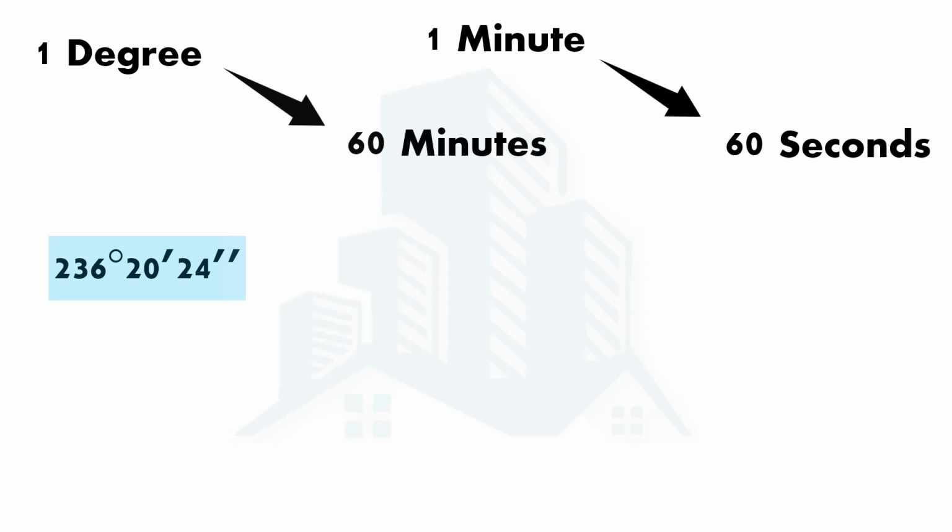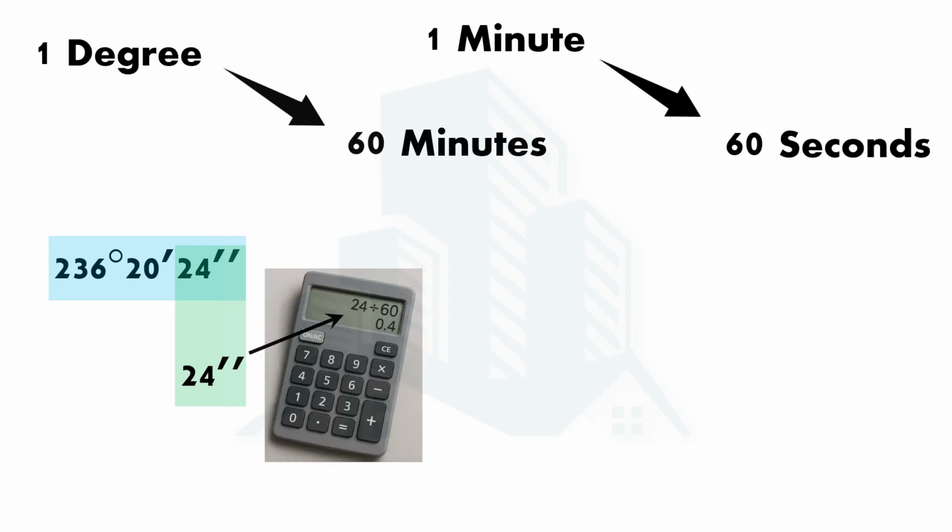In that case, we start from the seconds, then minutes, then degrees. First of all, the seconds will be converted into minutes. As I mentioned, 1 minute is equal to 60 seconds. So now we are converting seconds to minutes, so we divide by 60. On dividing by 60, we get 0.4 minutes. This 0.4 will be added to 20, which eventually gives us 236 degrees 20.4 minutes.